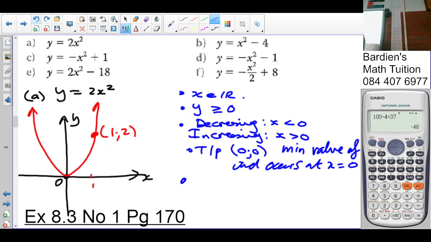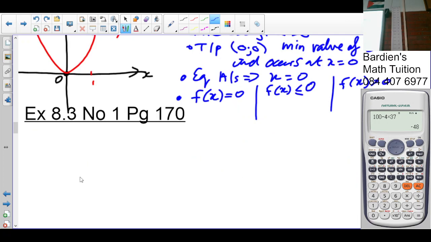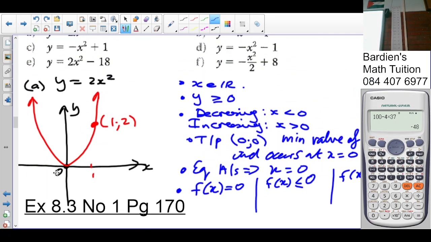What's the next thing? Axis of symmetry, which is the equation of the axis of symmetry. X is equal to 0. Next, which f of x equal to 0. Which f of x less than or equal to 0. Which f of x more than 0. So which f of x equal to 0? Dismiss the y is equal to 0 line, that has nothing to do with that, not so. Which f of x equal to 0?